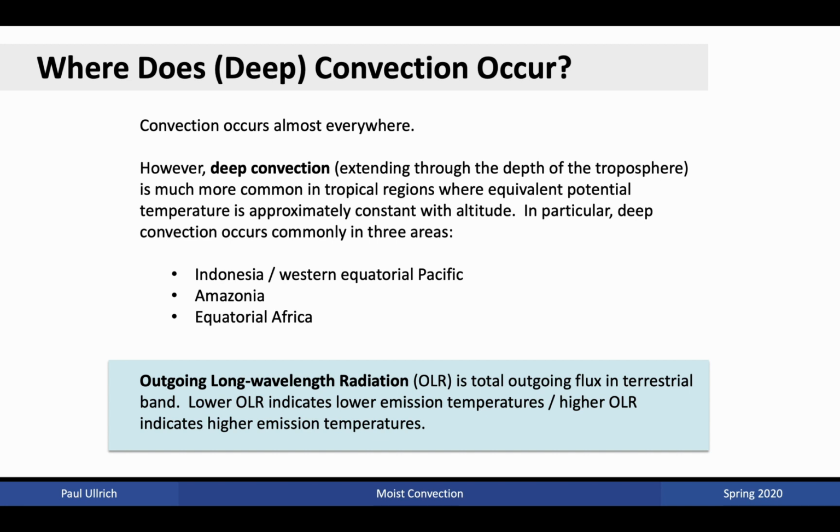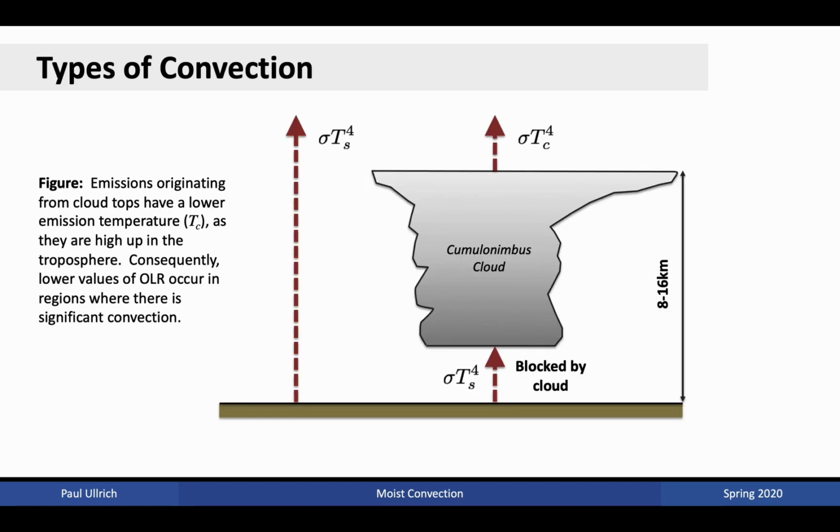In order to see deep convective episodes from space, we typically look at a quantity known as outgoing long-wave radiation, which is a measure of basically terrestrial radiation emitted from the emission level. Where deep convective episodes are present, we typically have lower outgoing long-wave radiation values because the emission level is high in the atmosphere, which is associated with lower emission temperatures. Whereas higher outgoing long-wave radiation is indicative of higher emission temperatures, that is, emission that may be coming from the near surface. Here's a depiction of why this is the case.